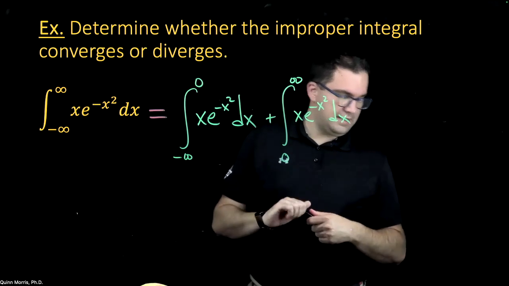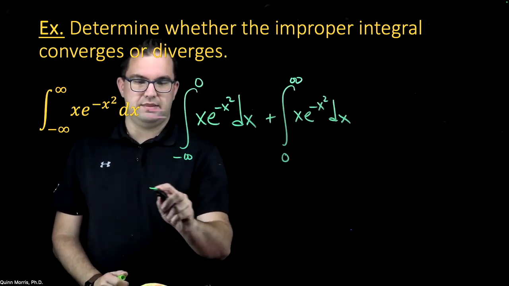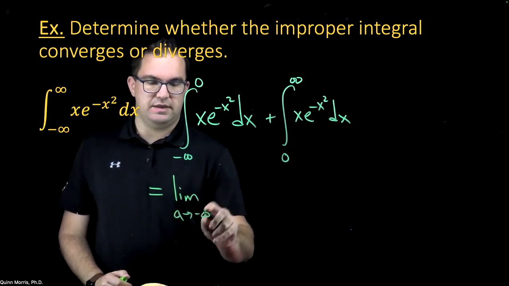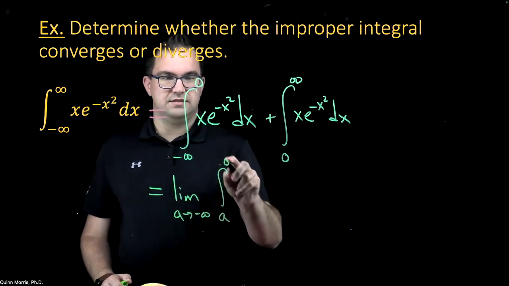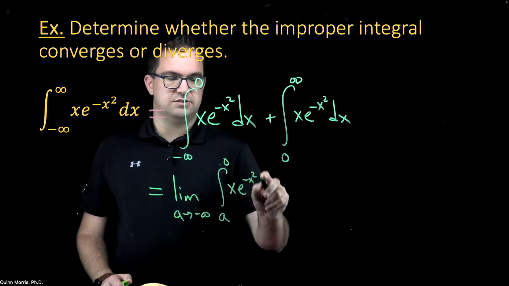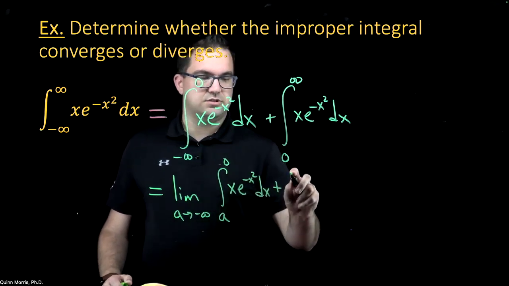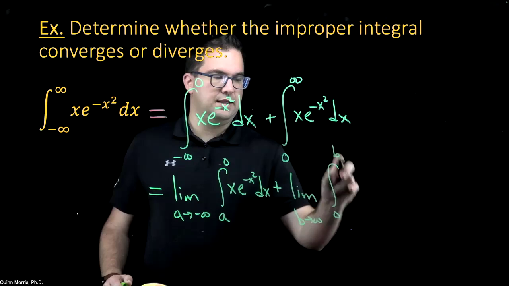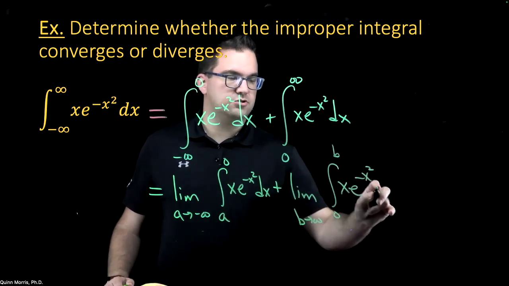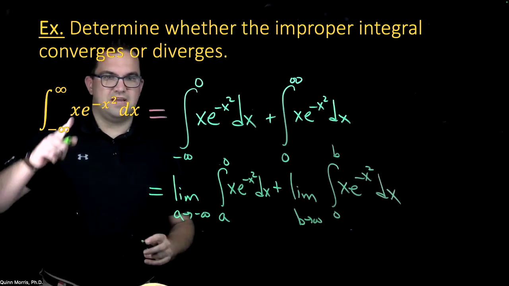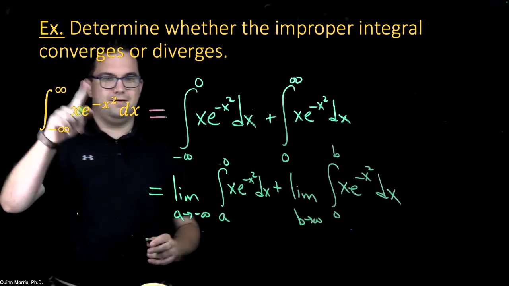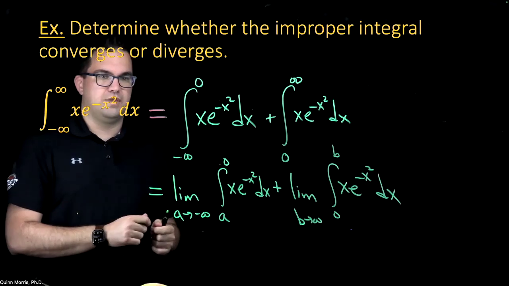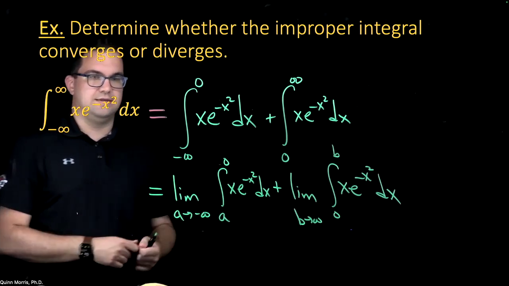Okay, so I can sort of look at each of these and say, okay, right, this should be the limit as a goes to minus infinity of the integral from a to 0 of x e to the minus x squared dx. And this should be the limit as b goes to infinity of the integral from 0 to b of x e to the minus x squared dx. So I've taken the two improper parts of this integral, and I've isolated each of them to its own problem here. Okay, and so now I just need to compute these two things.